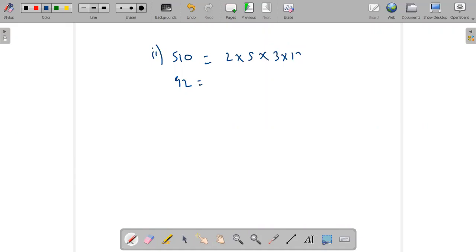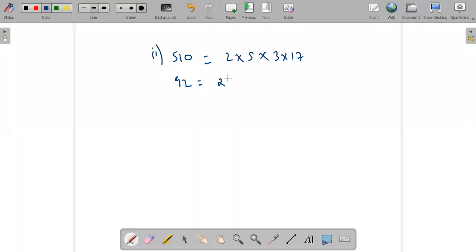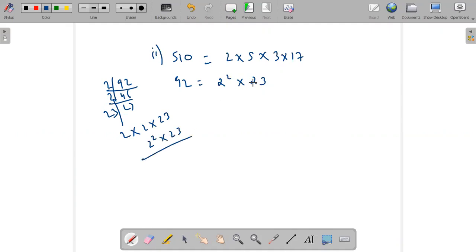The order doesn't matter. You can write it in any form. And 92 is 2 into 2 into 23. That is 2 square into 23. Okay, 92 when I got the factors, 2 goes 46, 2 goes 23. So this is 23 1. So 2 into 2 into 23, I'm going to write as 2 square into 23. So this is how we get it.